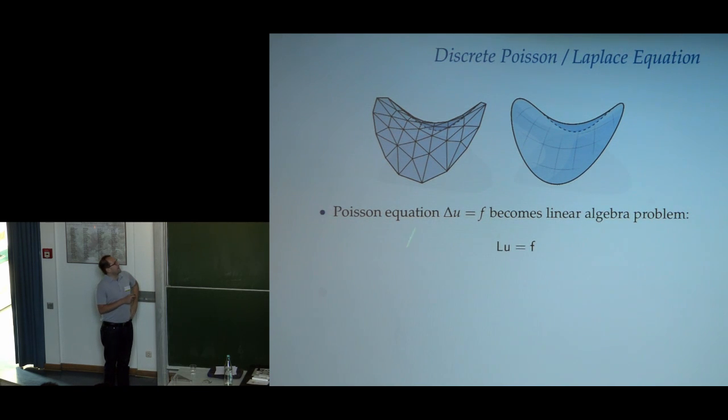Now, if I want to solve something like the Poisson equation, Laplace u equals f, what do I do? Well, my f here is now an f that's at every vertex. And I now want to solve a linear system. I have my matrix L, I have my unknown vector u, that's my solution to my Poisson equation. I just have to solve a linear system, L u equals f, to get the value of u.